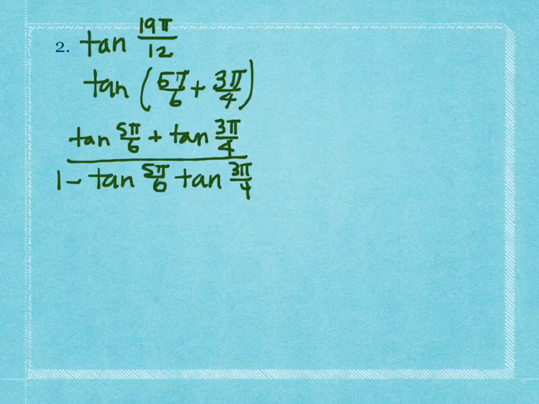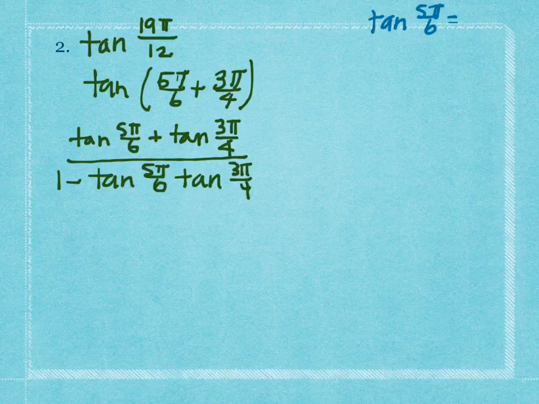So let's take a moment and remember what each of these are, and I'm going to write them over here to the side. Tangent of 5 pi over 6 takes the sine value over the cosine value at 5 pi over 6, which is almost over here at the 180 degree mark, right? It's nearly there. It's at 150. Okay, so it's way over here.